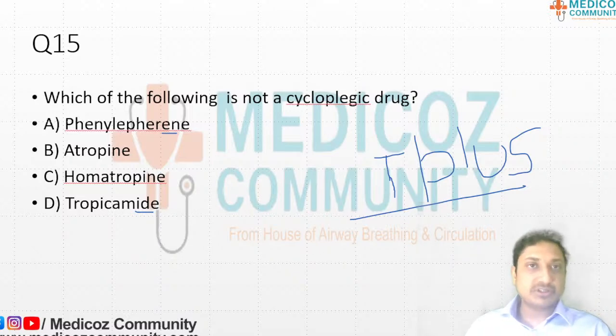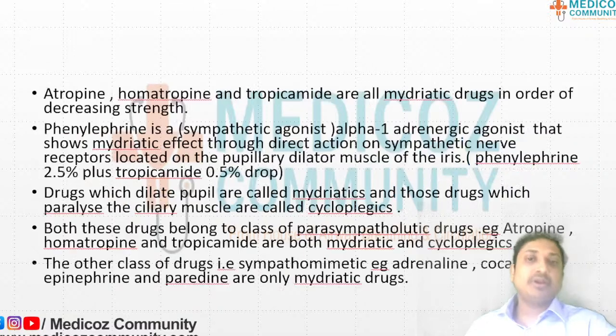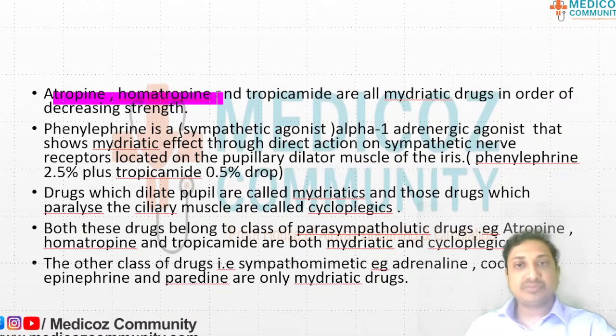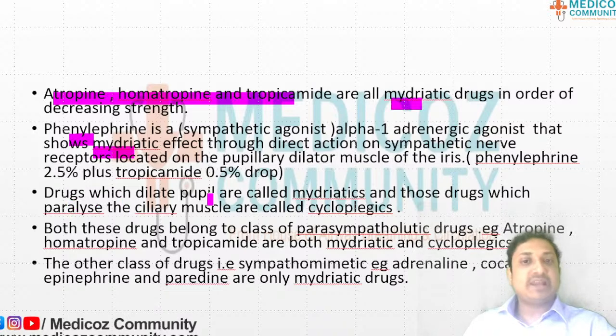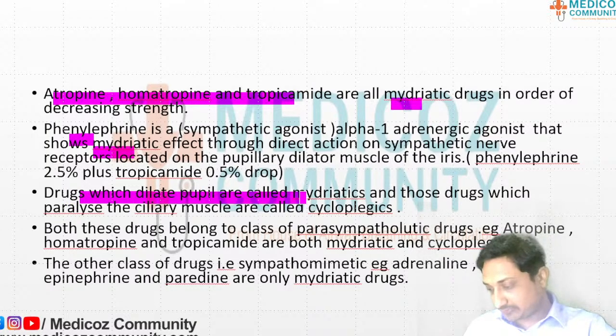Coming back to our question, what has been asked here? Which of the following is not a cycloplegic drug? That means 3 drugs given in the options are cycloplegic and 1 drug is not cycloplegic. Okay, so let's see. Atropine, homatropine, and tropicamide, all these 3 are mydriatic drugs. Phenylephrine also is a mydriatic drug. So drugs which dilate the pupil are called mydriatics. Everybody agrees? Definitely.